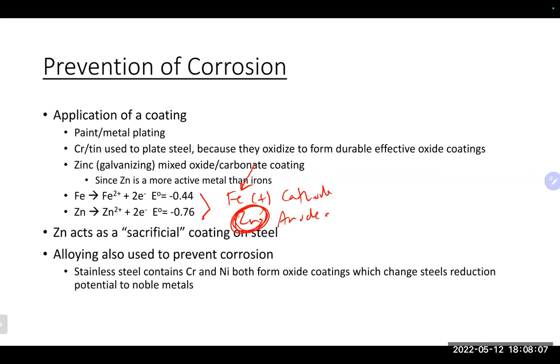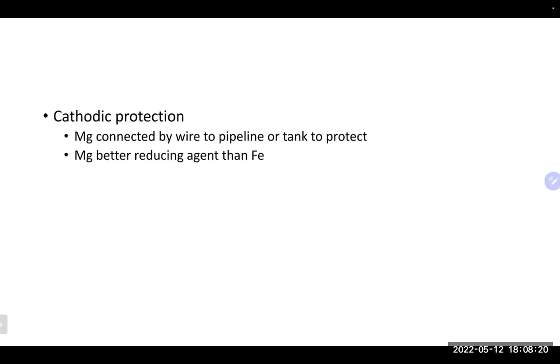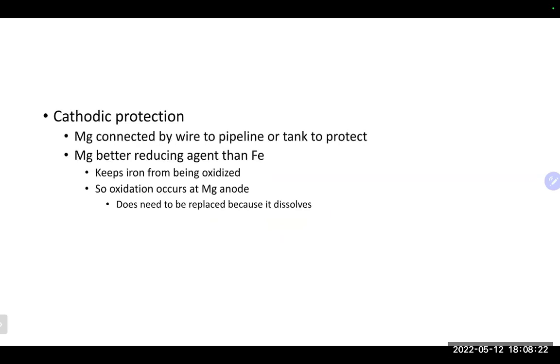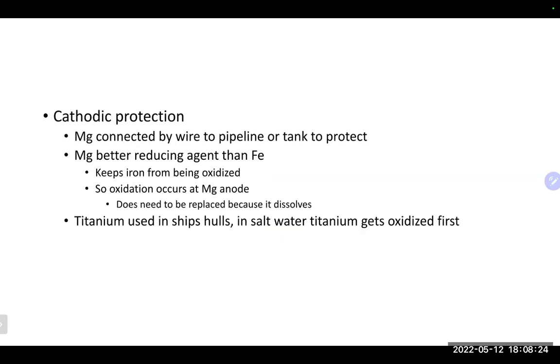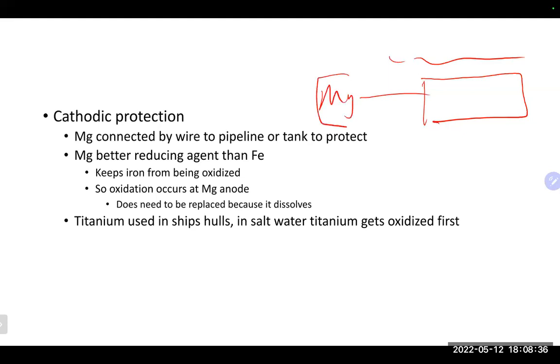You could also alloy some metals together, something like chromium, nickel, and stainless steel. Sort of makes it almost like a noble metal, which makes it very unreactive and will not go through much corrosion. Cathodic protection is another way that's commonly used, especially when they would bury iron tanks underground, which obviously has a lot of moisture and stuff like that. So they could attach something like magnesium to it, as we'll see in the next picture.